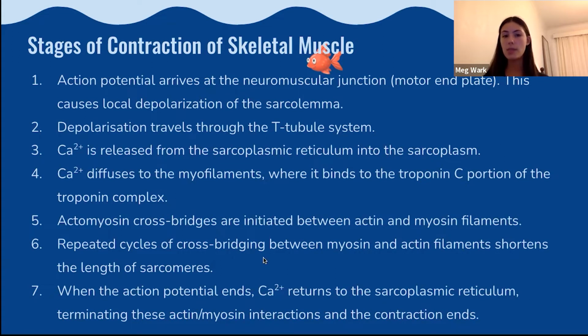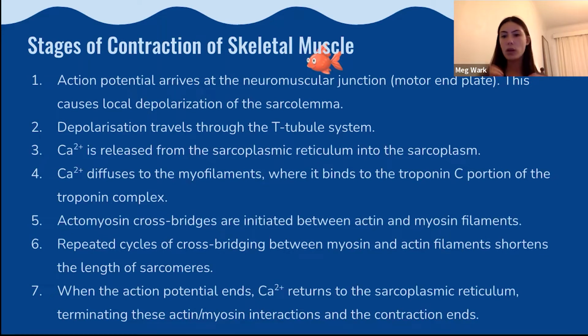Calcium diffuses to the myofilaments. The myofilaments are your actin and myosin, where it binds to the troponin C portion of the troponin complex. So the troponin C is a part of the actin and myosin, but you don't need to worry about it too much because you go a lot more in depth into this next semester. So actomyosin cross bridges, that's between the actin and the myosin, they are formed.